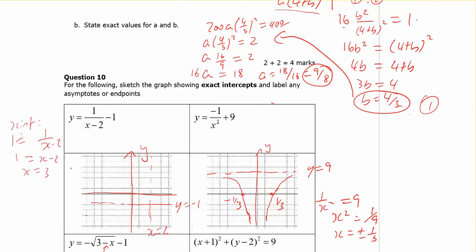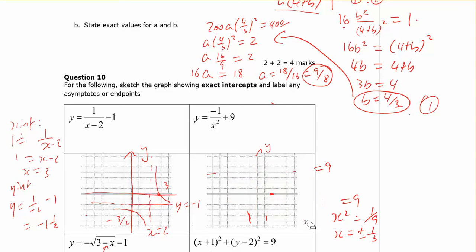X equals 3. Okay, so I'm going to have an x-intercept at x equals 3, and the y-intercept at x equals 0, so we've got 1 minus 2 minus 1, so that's negative 1.5, or negative 3 over 2. So I'm going to try and get the right shape. So that's negative 3 over 2, or negative 1.5, okay? I've got all the information I need.